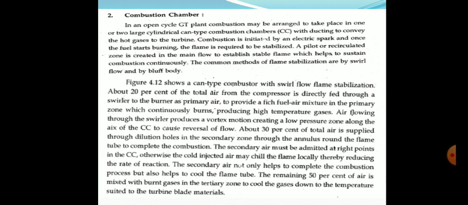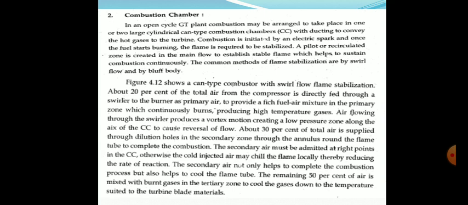About 30% of total air is supplied through dilution holes in the secondary zone, through the annulus around the flame tube, to complete the combustion. The secondary air must be admitted at the right points in the combustion chamber. Otherwise, the cold injected air may chill the flame locally, thereby reducing the rate of reaction. The secondary air not only helps to complete the combustion process but also helps to cool the flame tube.